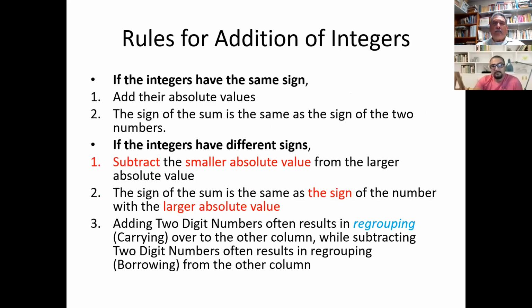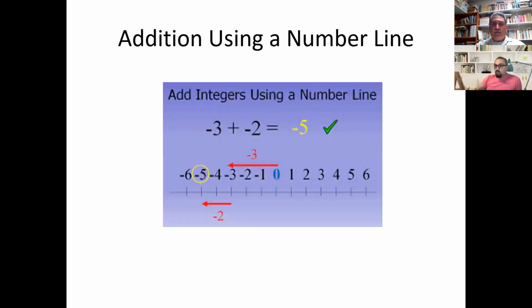Now, the rules for addition of integers, or for addition or subtraction, are very simple. Add their absolute values, and the sign of the sum is the same as the sign of the two numbers, if they have the same sign. If the integers have different signs, subtract the smaller absolute value from the larger one, and the sign of the sum is the same as the sign of the number with the larger absolute value. And you can do regrouping. A two-digit number often results in regrouping from another column. Let me explain what I mean.